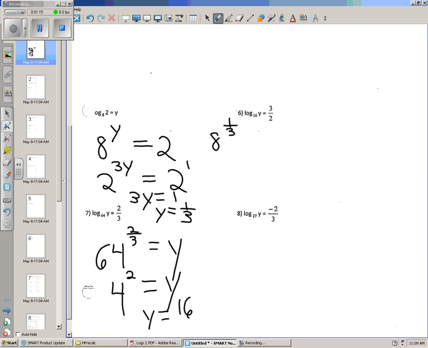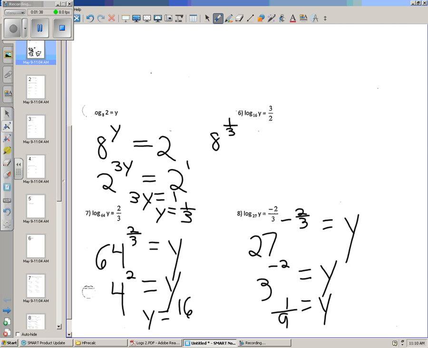Okay, for number 8, we have 27 to the negative 2/3 equals y. The negative sign in the exponent just means to take the reciprocal. So we can figure out our answer regularly and then just flip it. Okay, so the cube root of 27 is 3. 3 squared is 9. And then we take the reciprocal, which is 1/9.